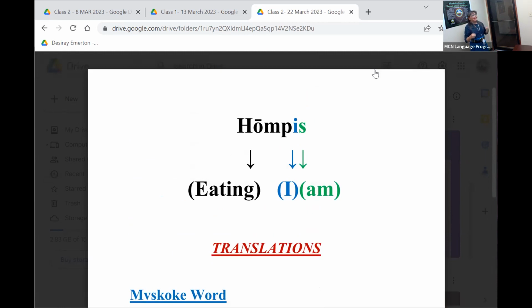And this, to me, is exciting, because in a lot of other languages, it's just a word. No, actually, this is a sentence. This is a Mvskoke sentence. This is how we differ. It looks like one word. You just change it, you drop the ETV, so humbida. You drop the ETV, you add the I, eating I, you add the S, am, eating I am.